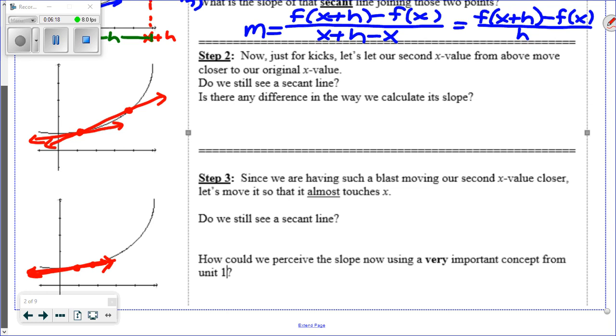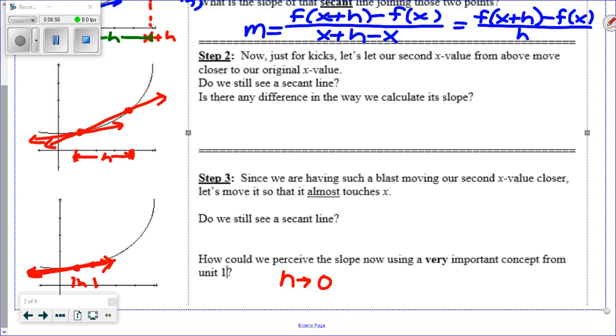So then the question becomes, as we move the points closer to each other, what is happening to h? Well, remember, h is the distance between the 2 points. So hopefully you can see that h is getting smaller and smaller and smaller. So another way to say that is h is approaching 0, which I hope sounds familiar. It sounds like a limit that we covered in Unit 1, okay?